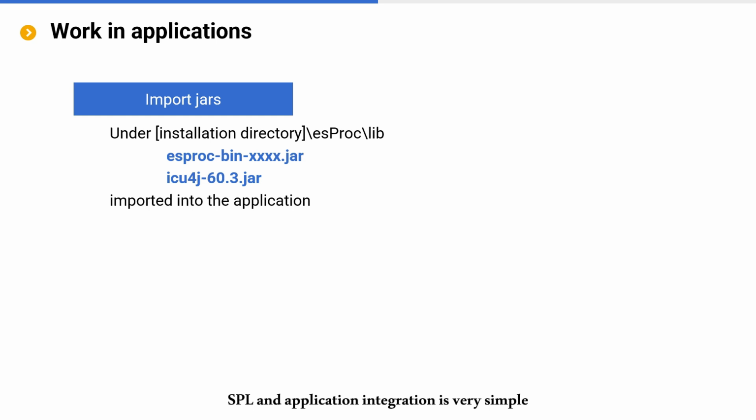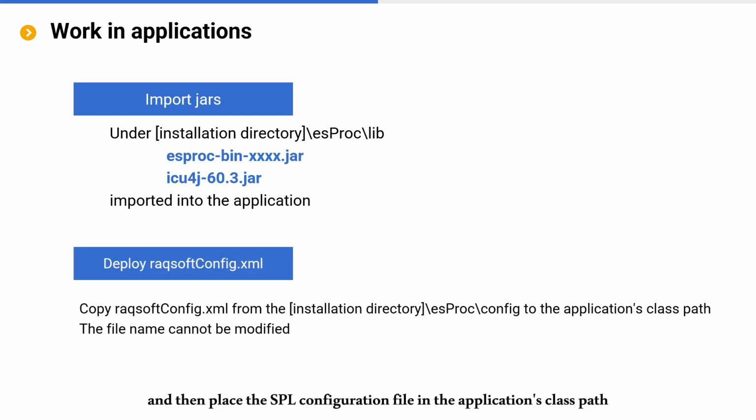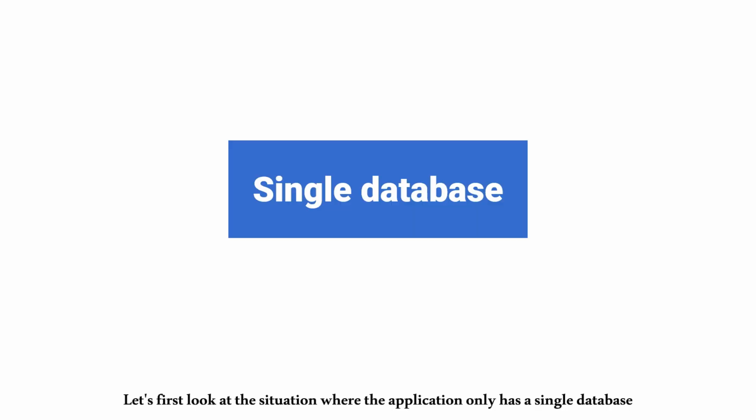SPL and application integration is very simple. Just import these two jars into the application, and then place the SPL configuration file in the application's class path. RacksoftConfig.xml is the core configuration file of SPL, and its name cannot be changed. It is required for subsequent data source and gateway configurations. Let's first look at the situation where the application only has a single database.